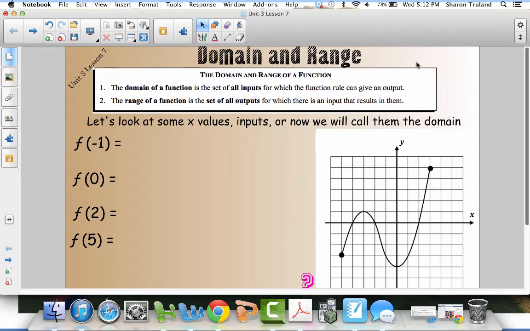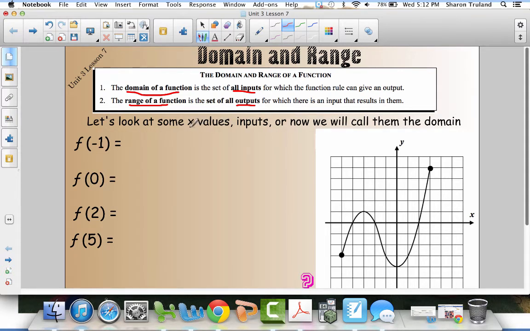The last section in Unit 3 is domain and range. Very, very important concepts, which once again you're going to see from now throughout calculus. So domain. The domain is simply all the inputs. We want to list every input. And the range is simply all the outputs.